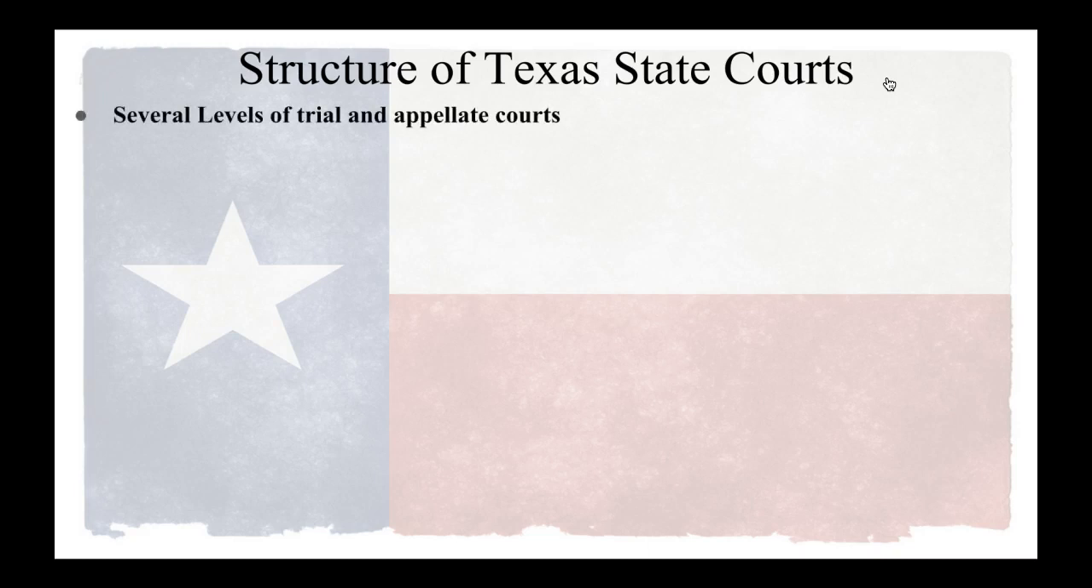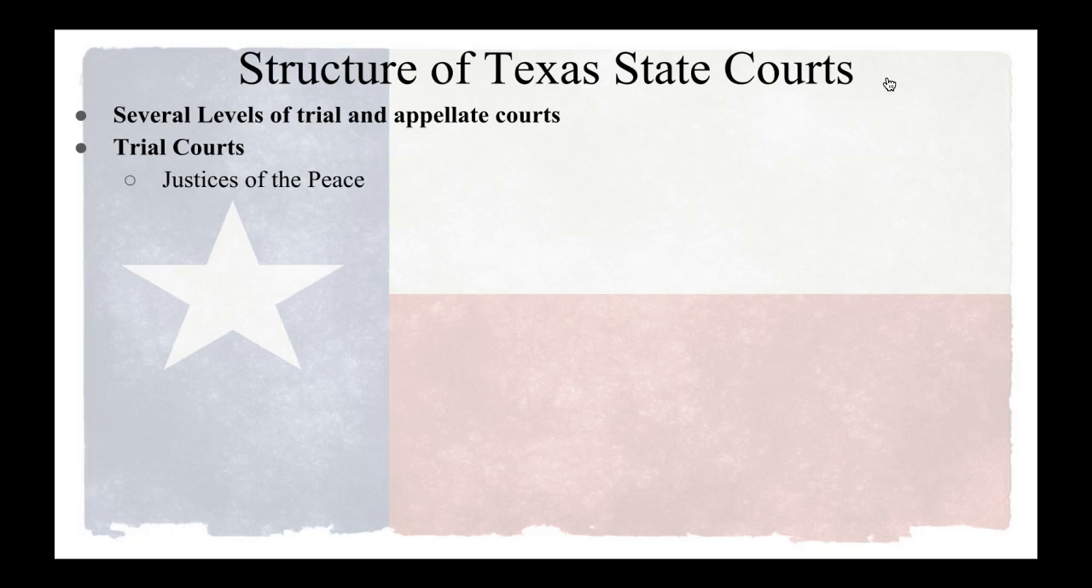As I said, there are several levels of trial and appellate courts. If we start looking at trial courts first, trial courts are local courts that hear cases. Typically in a trial court, juries are going to determine the outcome of the cases heard in this court. So these are those regular kinds of courts that we think about when we think about a trial.